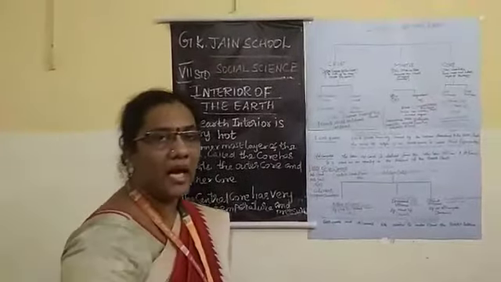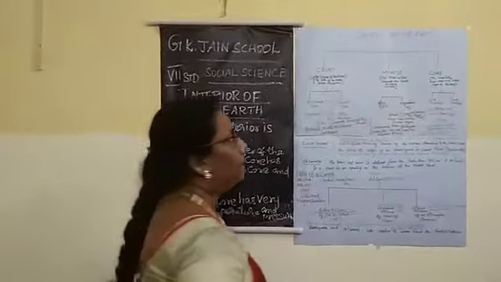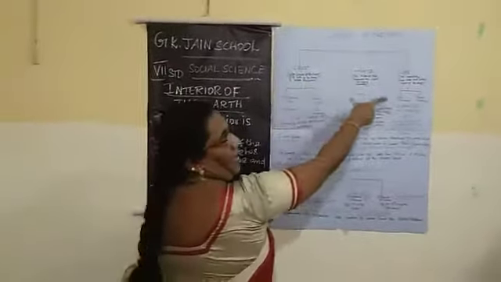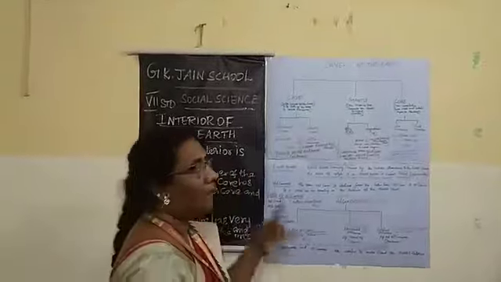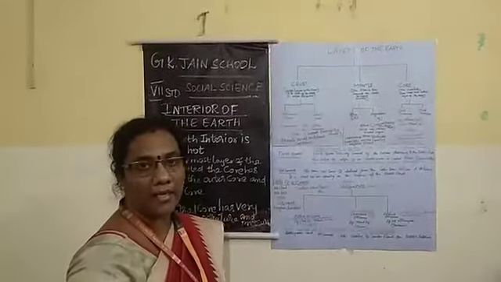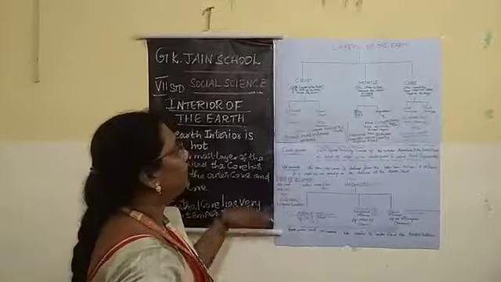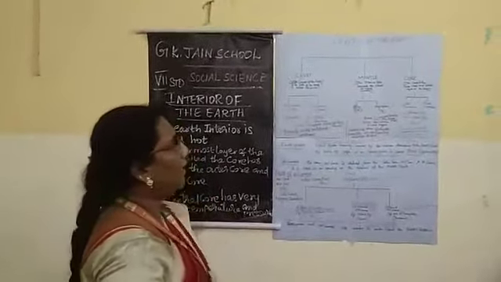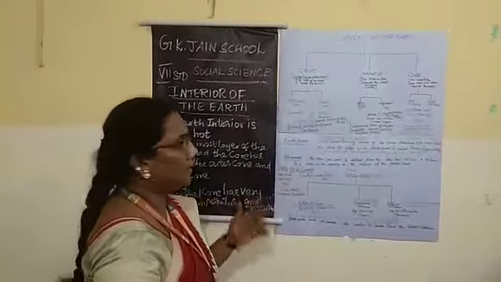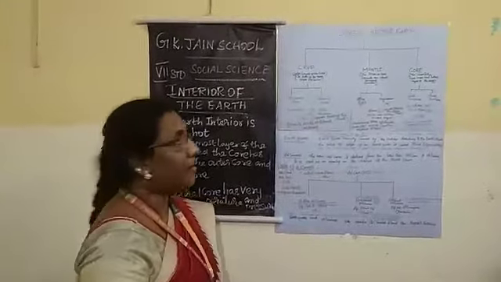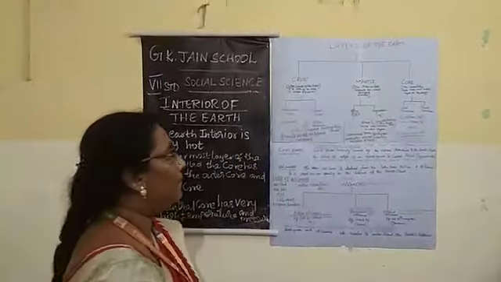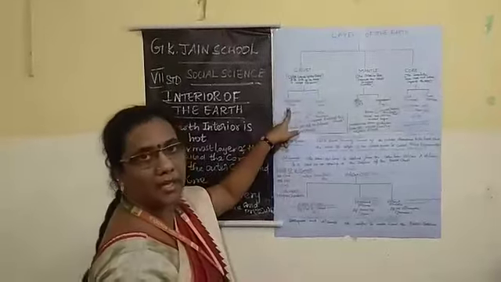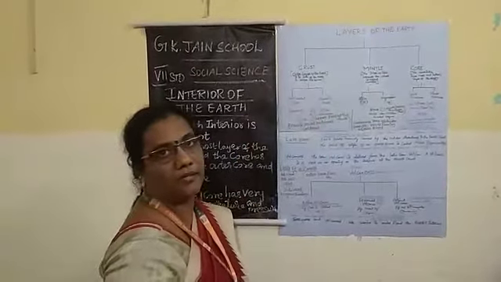Now, we will see the layers of the earth. There are 3 layers of the earth. Number 1, crust; number 2, mantle; number 3, core. Crust is the outer layer of the earth, the skin of the earth. It ranges from 5 to 30 kilometers. It can be classified into 2 parts, continental crust and oceanic crust.